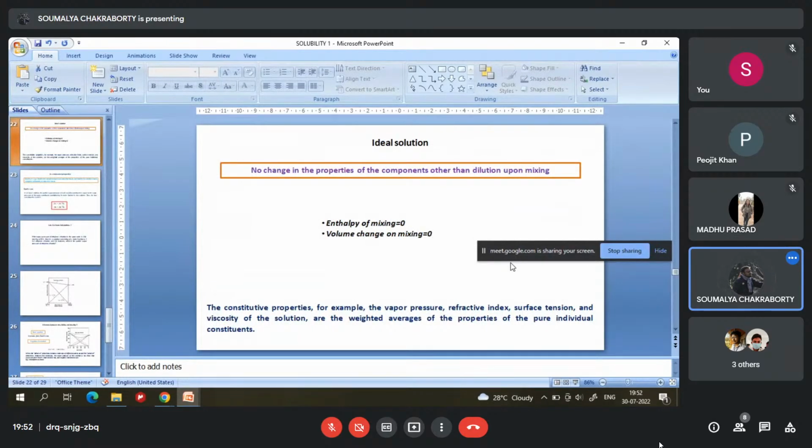So, ideal solution. What is an ideal solution? An ideal solution is one where no change in the properties of the components, other than dilution, takes place upon mixing. Here you take component A and component B and mix them, and the resultant enthalpy of mixing will be 0, and the volume change on mixing will be 0. This is an ideal solution. This is something ideal, and ideal things never happen in reality.